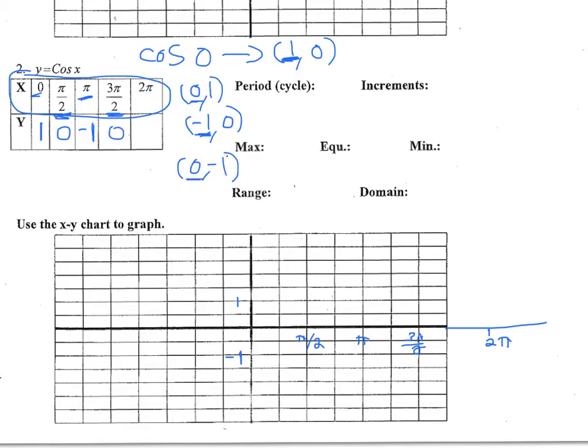And then at 2 pi, we go full circle. At 2 pi, the ordered pair is 1, 0, so we end at 1. So you can still see how 0 goes every other, but we're going to start at the max.